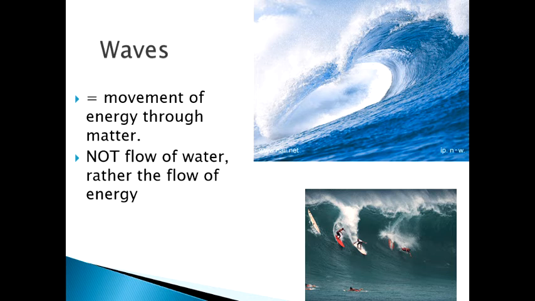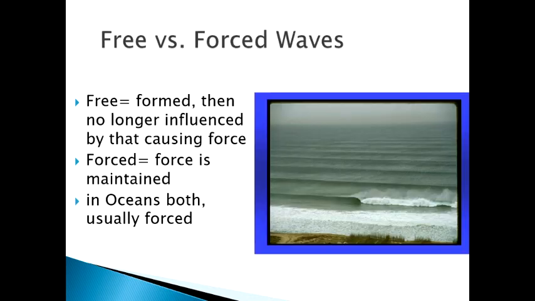First of all, you have to distinguish between free and forced waves. In a free wave, the wave is formed and then it is no longer influenced by that causing force. So if you throw a rock into a pond, the rock bloops in there and you see the little ripples, the little waves that move away from where you threw that rock in there. That's a free wave because the rock made the initial wave and then it stops.